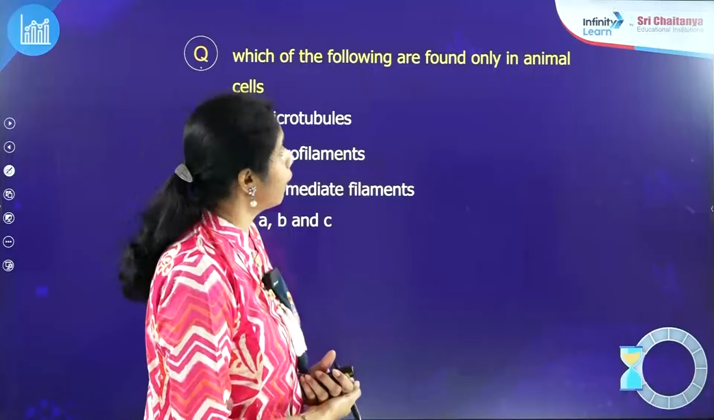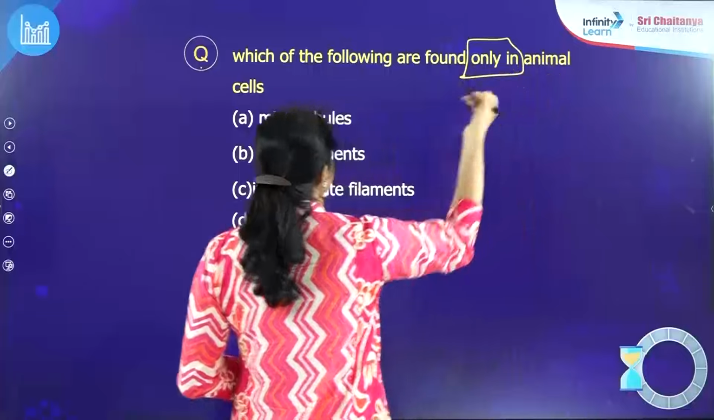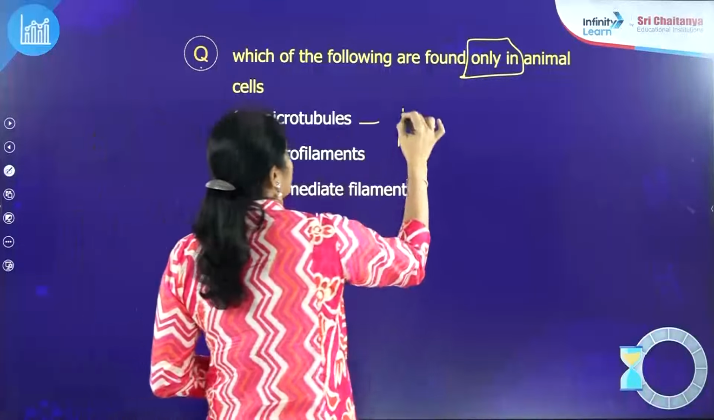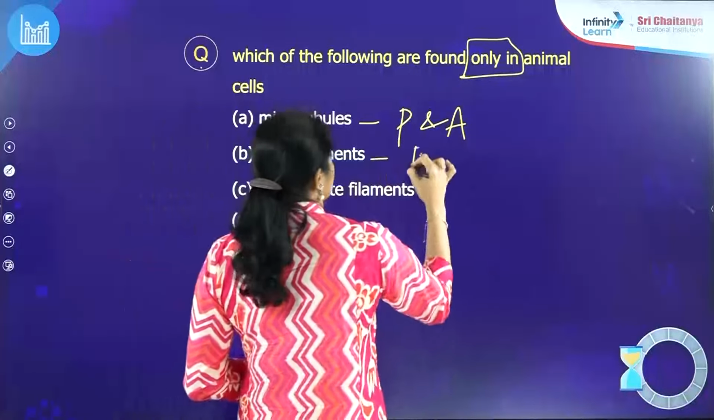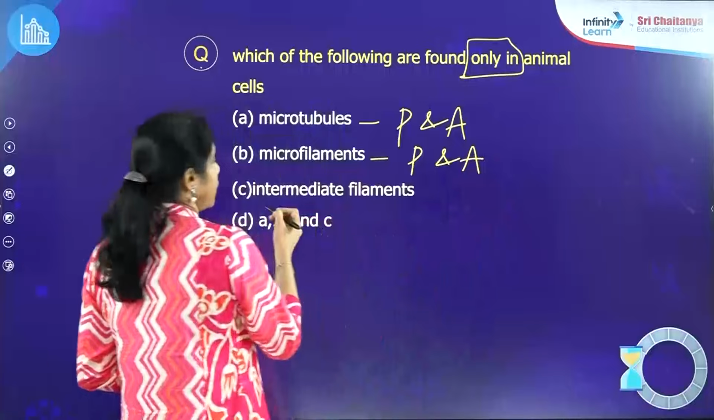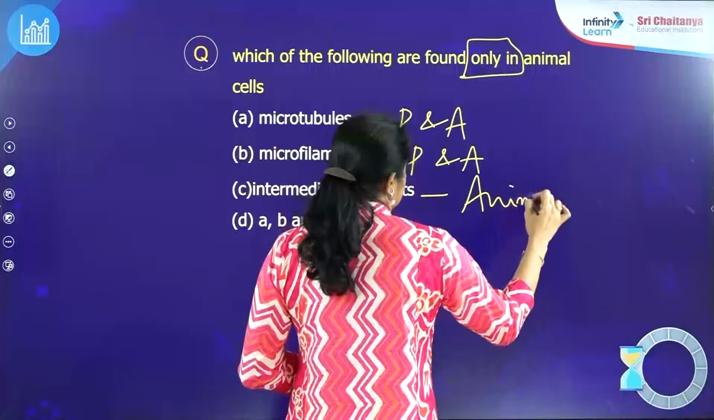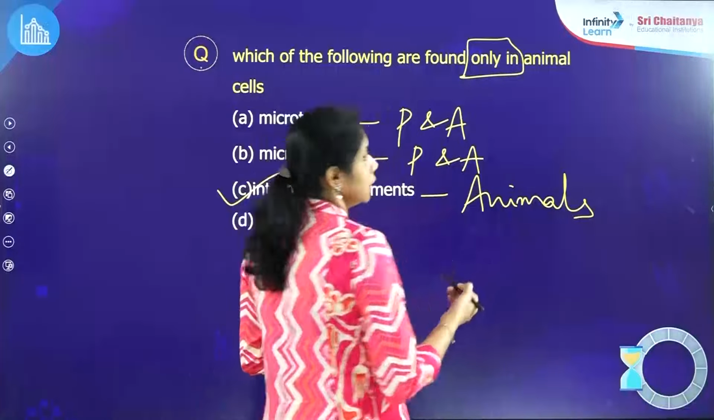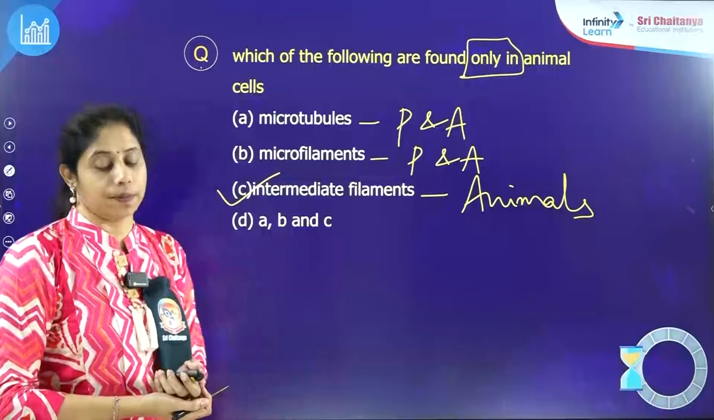Which of the following are found only in animal cells? Only in animal cells, this is the clue for this question. Microtubules are present in both plant and animal cells. Microfilaments are also present in plant and animal cells, whereas intermediate filaments are present only in animal cells. So, for this question the correct option will be the intermediate filaments.